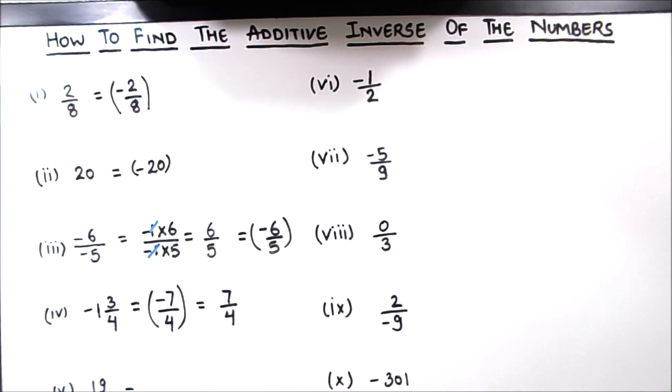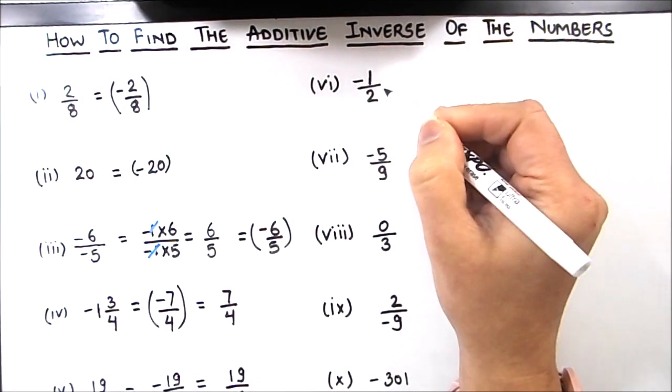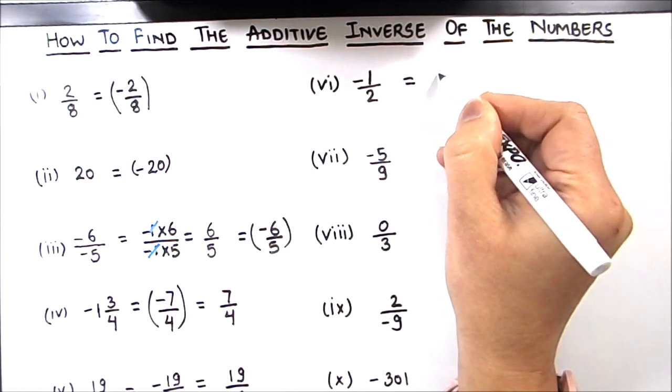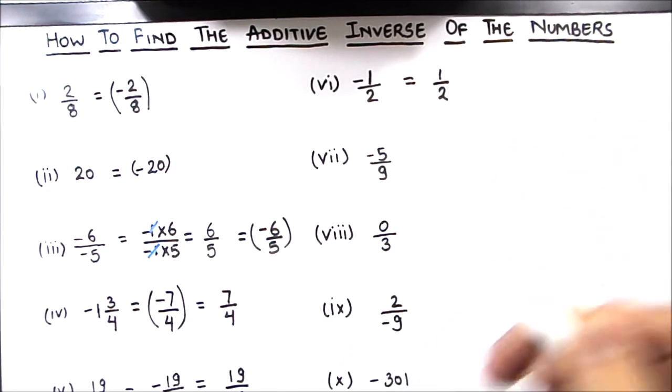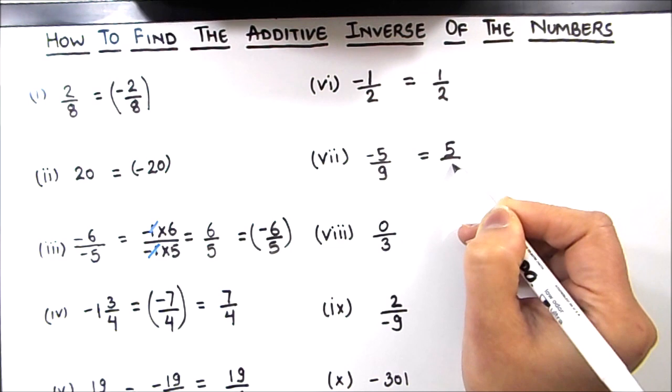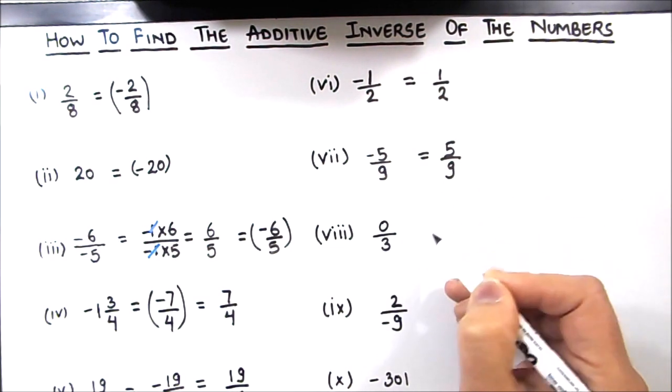The next number is 9 by -16. Whether it is in the denominator or in the numerator, the negative sign will represent the sign of the whole number. So this will be -9 by 16, and the additive inverse of this negative number will be +9 by 16. The next number is -1 by 2. The additive inverse of this -1 by 2 will be +1 by 2. Next is -5 by 9, and the additive inverse will be +5 by 9.